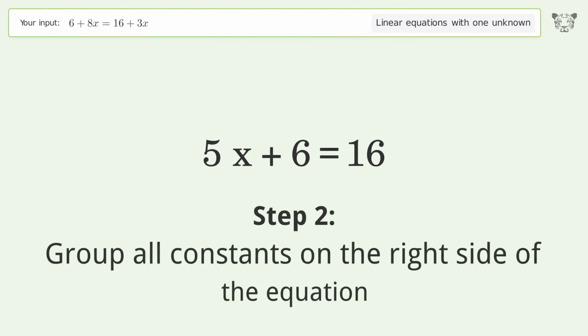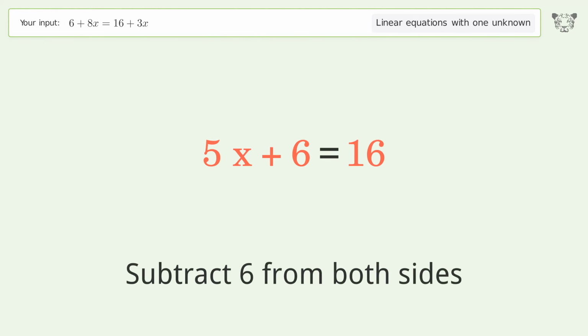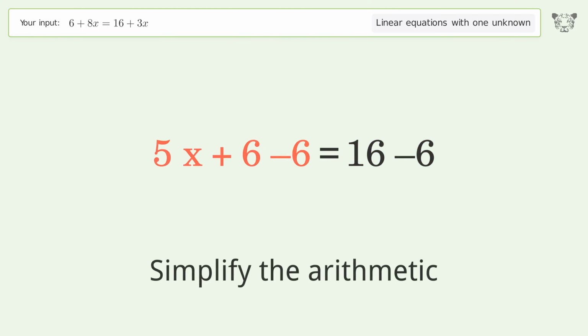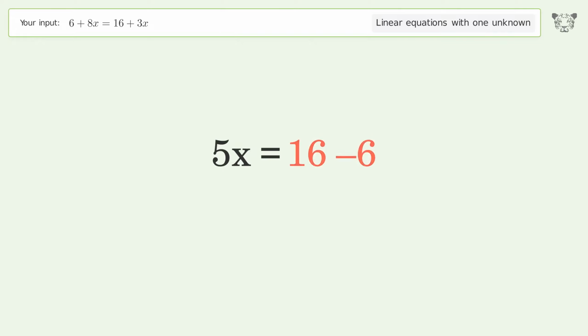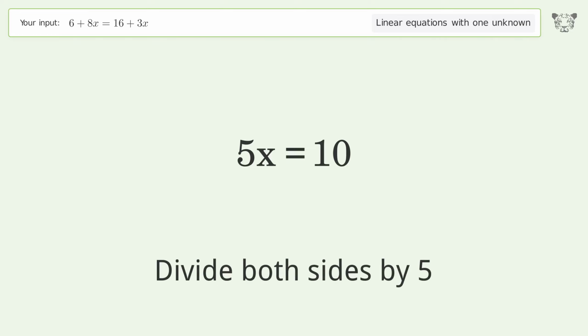Group all constants on the right side of the equation. Subtract 6 from both sides. Simplify the arithmetic. Isolate the x. Divide both sides by 5.